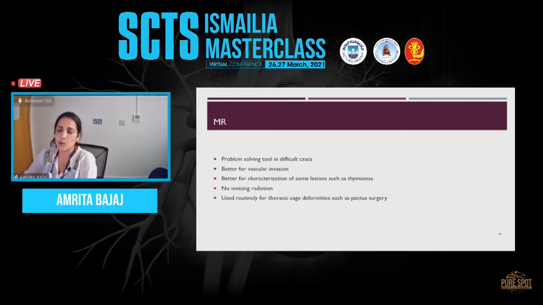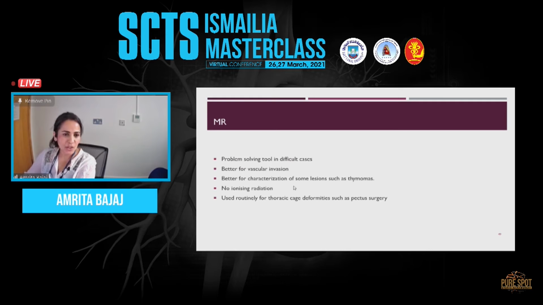Similarly, the same for mesothelioma. If you wanted to see diaphragmatic involvement, you would progress to do an MR. So it's more a problem-solving tool and can sometimes be used for characterization. We use it quite routinely in our trust for thymomas, because a lot of lesions, if they show a signal dropout, are thought to be benign and not thought to be thymomas, and then they can come out of the MDT setting.